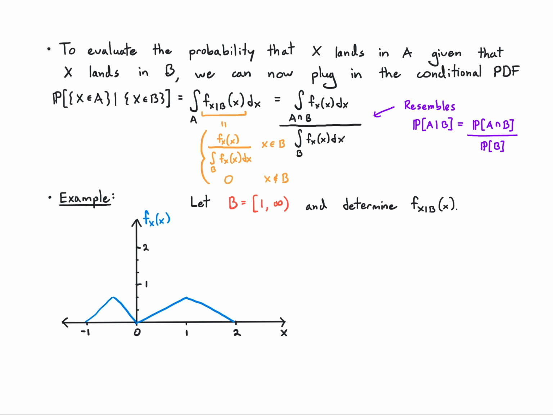My first step is to draw B. So there's B on my axis. It starts at 1. And my first step is going to be to determine the probability that x falls into B, this red set. The way I'm going to do that is just integrate the PDF over B.